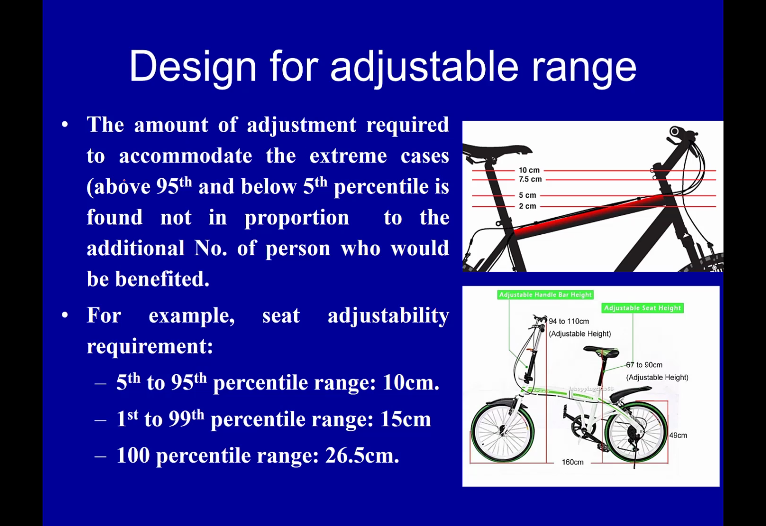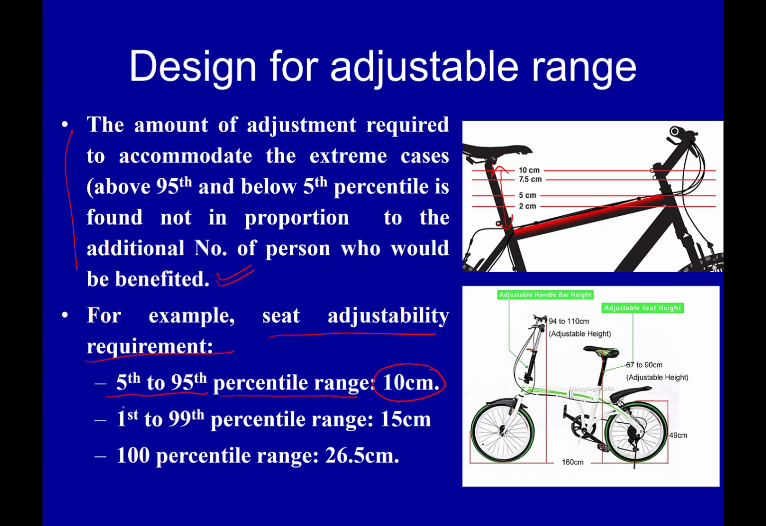The amount of adjustment required to accommodate the extreme conditions, like above the 95th or below the 5th percentile, is not found in proportion to the additional number of people who will be benefited. This is what I have already said. So for example, take the seat adjustability requirement in bicycles. The 5th to 95th percentile people can be covered if an adjustable range of 10 centimeters is given. Okay, if this adjustable range of 10 centimeters is given, then it will cover the 5th to 95th percentile of the range of the population, right?